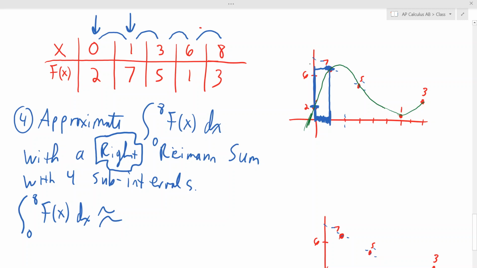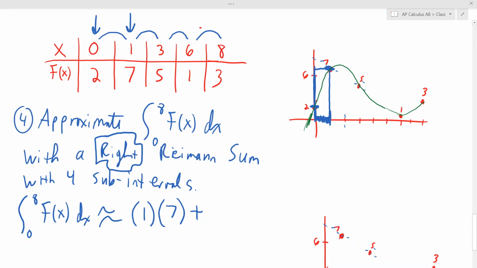Okay, but let's not worry about that yet. It doesn't matter how good it is or not. You're just asked, can you do it? So our first rectangle has a base of 1 and a height of 7. And again, 7 is coming from the right-hand side of this interval, right there off that table.